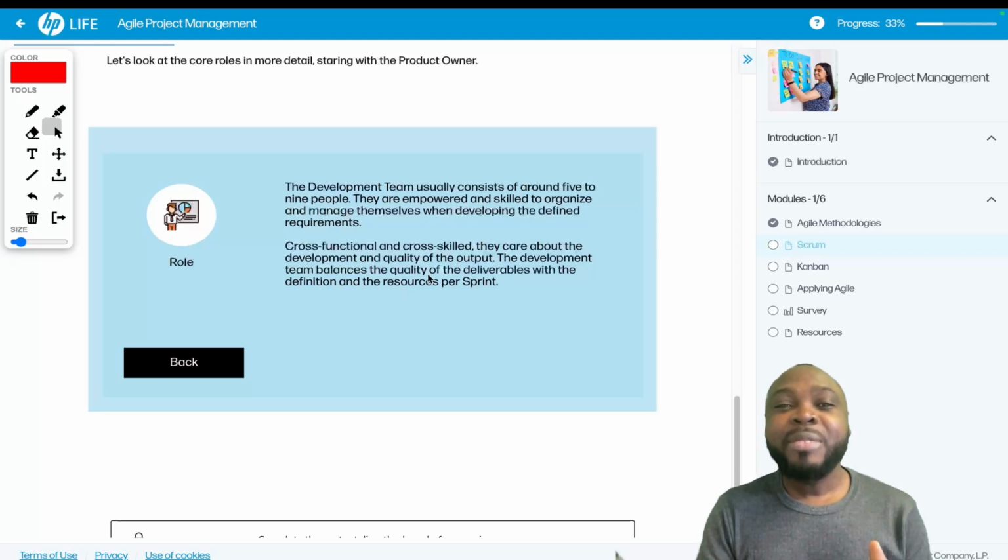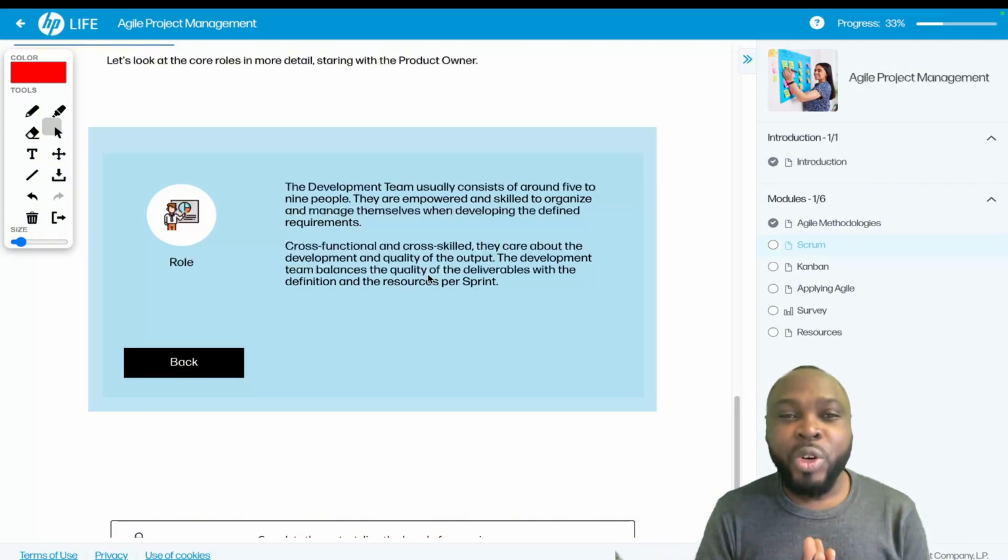The development team usually consists of around 5 to 9 people, in some instances 4 to 12 people, depending on the scope of the project, and they are empowered and skilled to organize and manage themselves when developing the defined requirements. So they are self-organizing. It means they know what to do, they know when to do it, and they know how to do it.